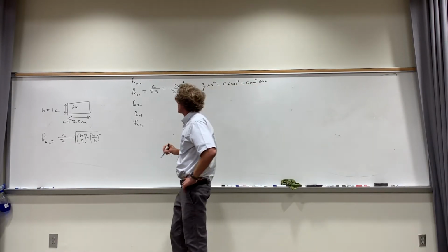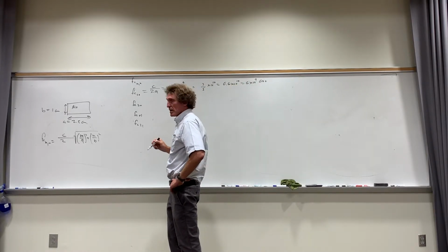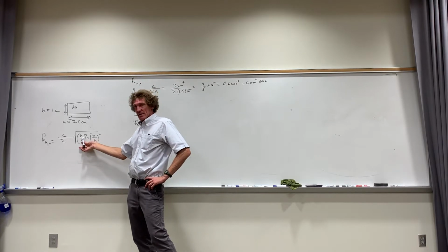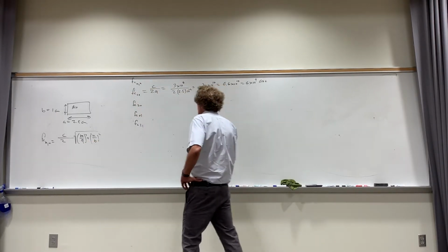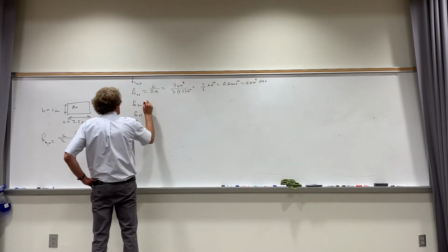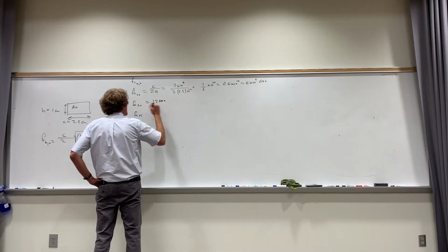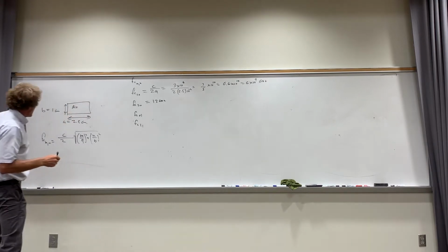What's the next cutoff frequency? What's the 2-0 mode? Well, it's going to be twice that. M becomes 2 here, so this would be 12 gigahertz, wouldn't it? All right, now what's the 0-1 mode?